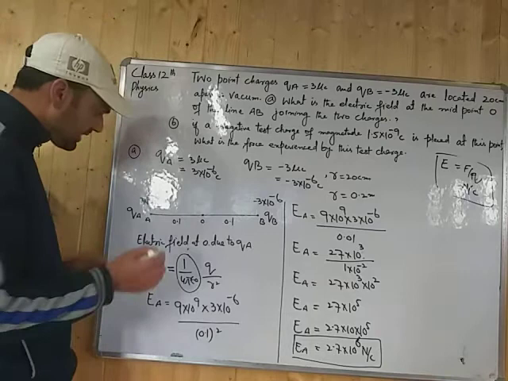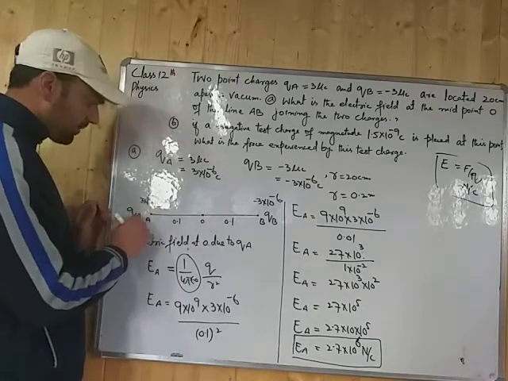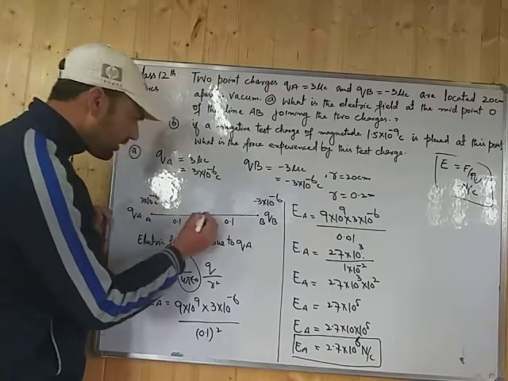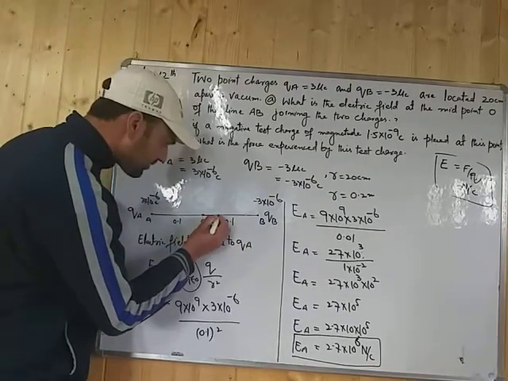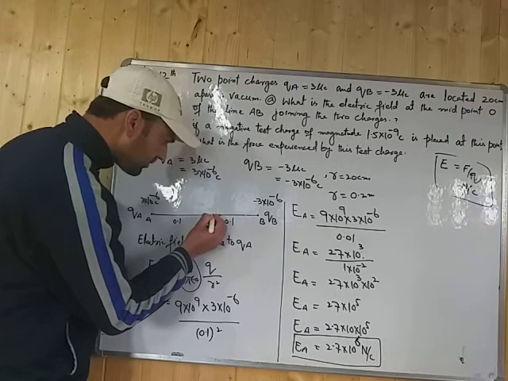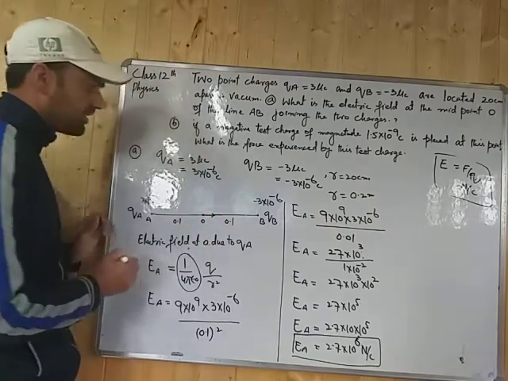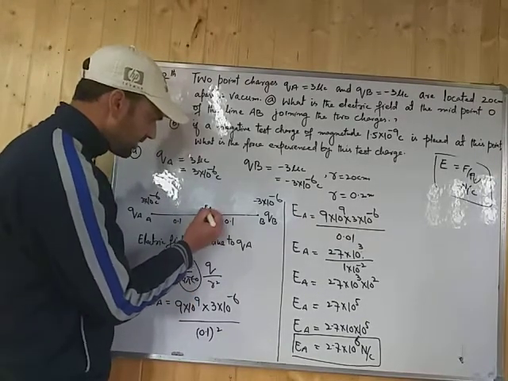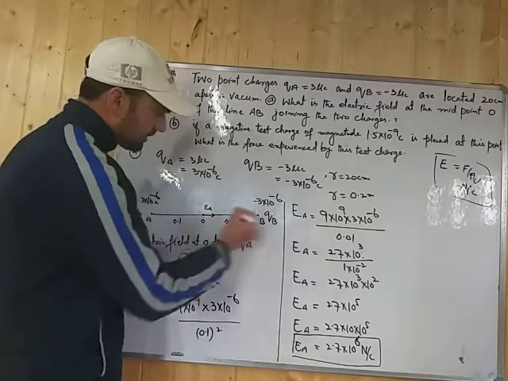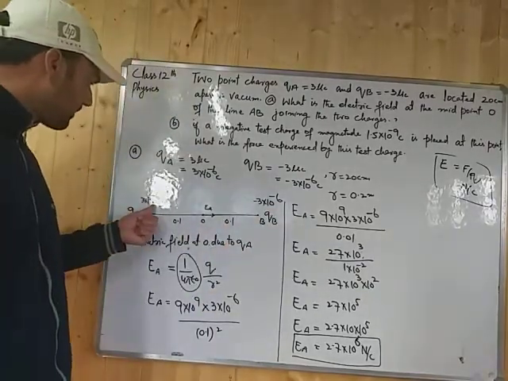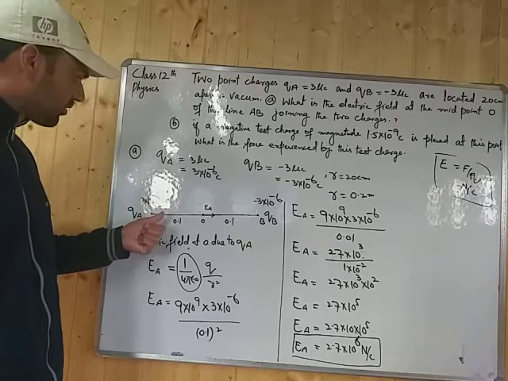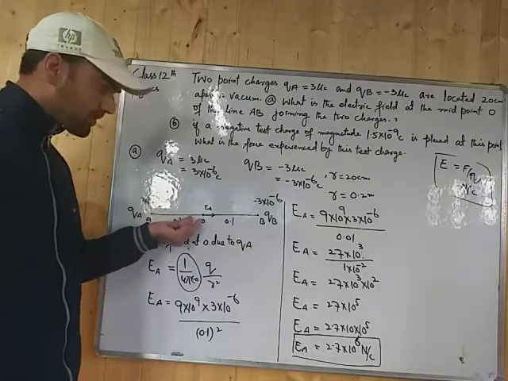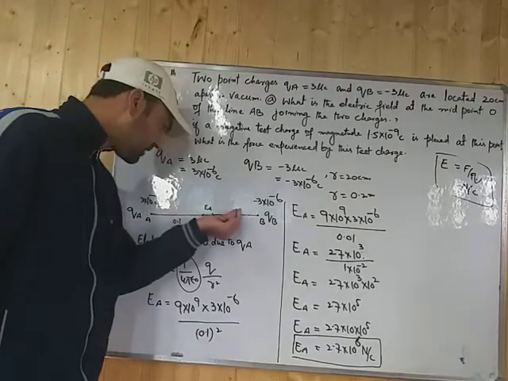But what is the direction of the force? The force acts on this point in this direction. So this will be the direction of force, along EA. Because here we have 3 into 10 raised to power minus 6 coulombs, it exerts force at this point in this direction.